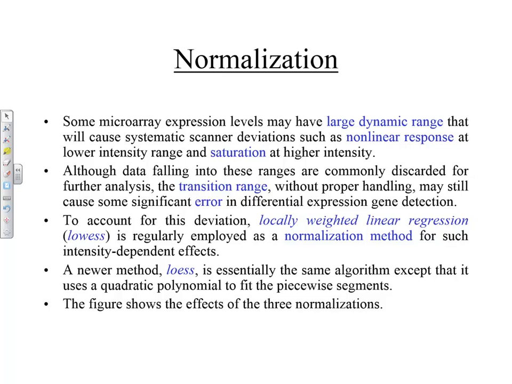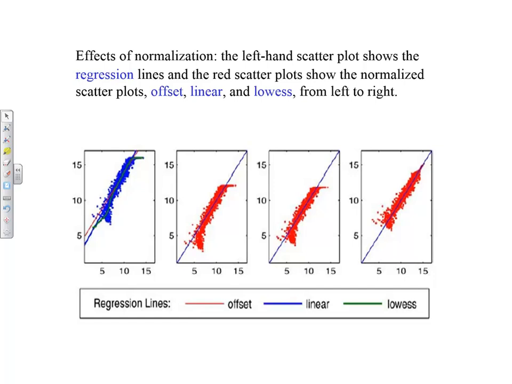So the figure that I showed you earlier that shows the effect of these different normalizations, this is just the offset. That one is linear, right? Linear regression, and that one is LOESS, and so on. And you could have more figures like this.